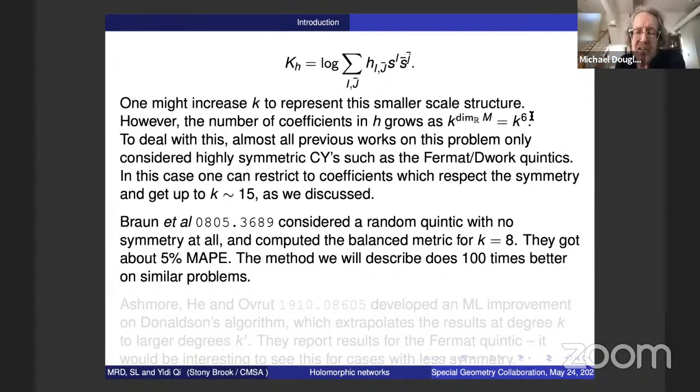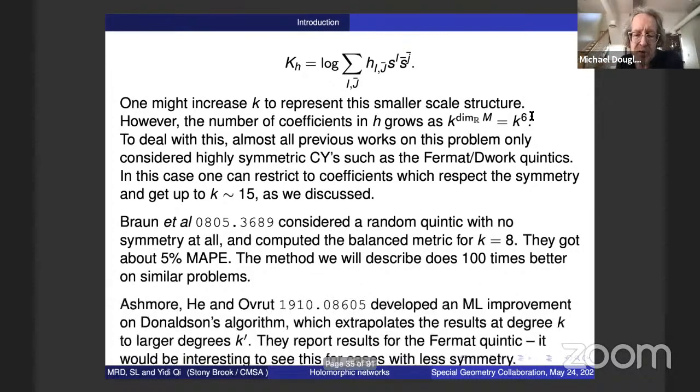So both problems where you don't have the symmetry and problems where you're approaching some singular limit that produces structure on multiple scales, that's the kind of issue that the methods I'll talk about can deal with. Okay, so then Ashmore, He, and Ovrut were really the first to bring in some of these machine learning techniques, and I refer you to their work, and it would be interesting to again see the value of their techniques for manifolds with less symmetry.